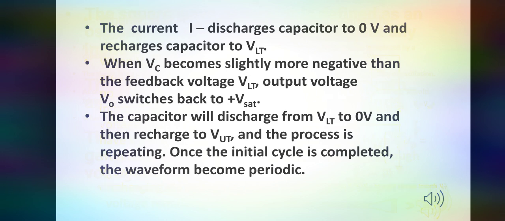The current discharges the capacitor to 0 volt and recharges the capacitor to the lower threshold voltage. When Vc becomes slightly more negative than the feedback voltage VLT, output voltage V0 switches back to positive saturation. The capacitor will discharge from the lower threshold voltage to 0 volt and then recharge to the upper threshold voltage VUT, and the process repeats. Once the initial cycle is completed, the waveform becomes pure.